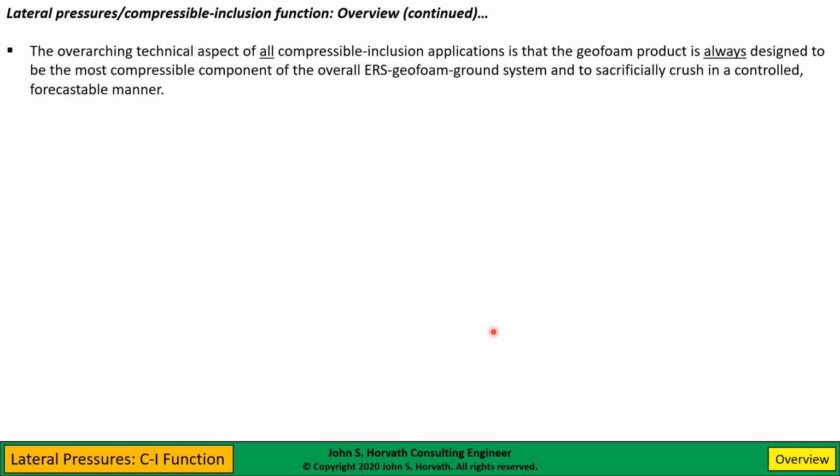The overarching aspect of all compressible inclusion applications is that the geofoam component is always the most compressible component in the overall earth retaining structure geofoam ground system. And the geofoam component, the product, is there to sacrificially crush, but to do this in a controlled, forecastable manner. Right? This is not a random, haphazard, what happens, happens. We want to be in control and to be able to calculate explicitly how much compression occurs.